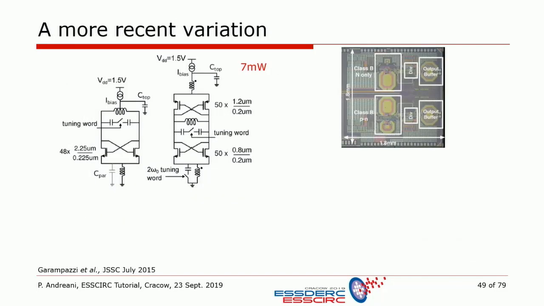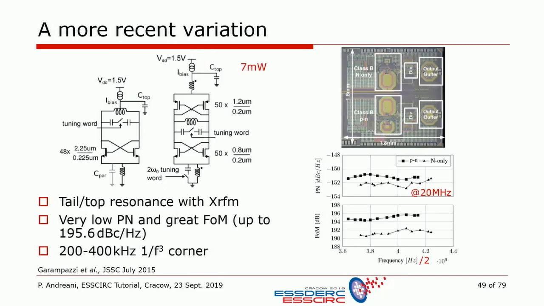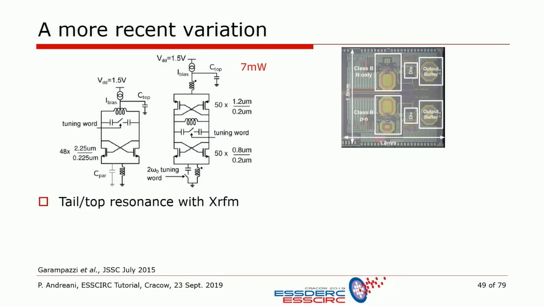And you can see here a more recent implementation by the University of Pavia. In this case, they resonate not just this tail, but also this one. So they actually use a transformer instead of an L tail. They use a transformer, and they use a double switch pair topology instead of a single switch pair.